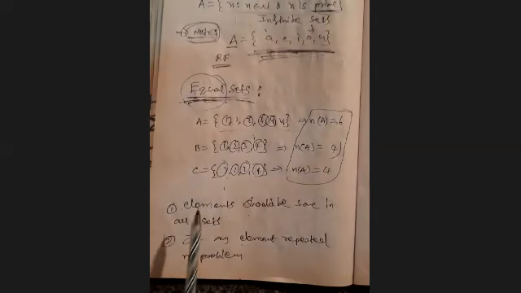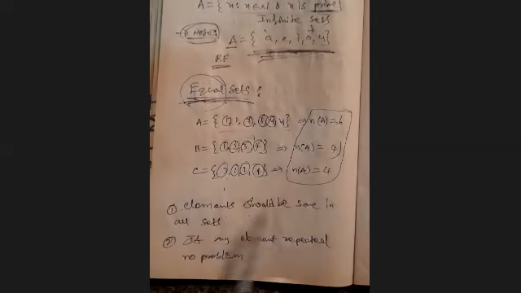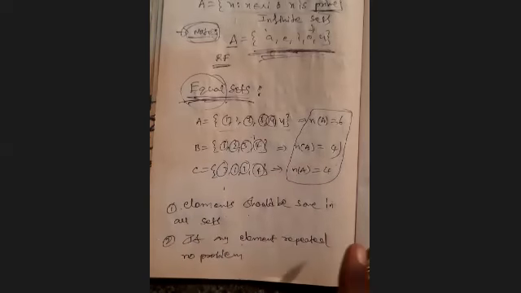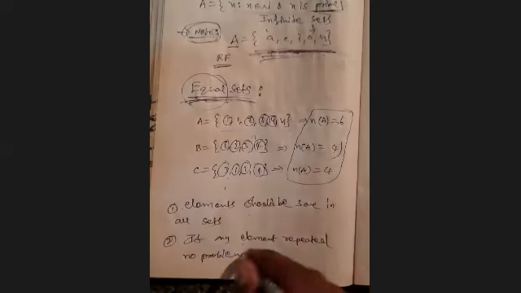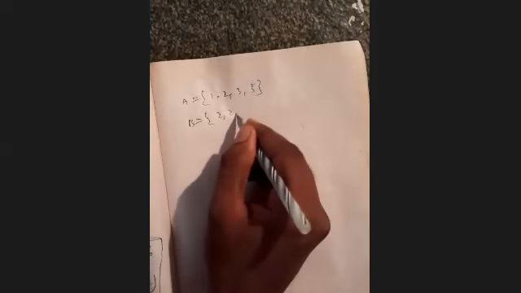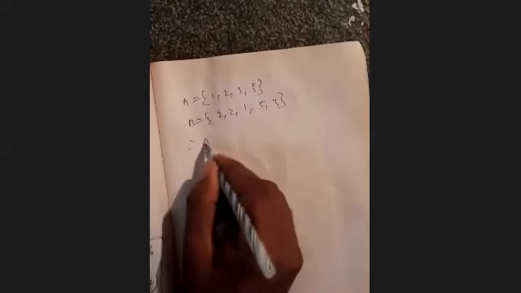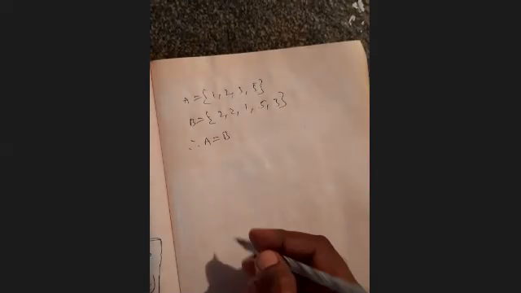The concept is that for equal sets, elements should be the same in every set. However many sets you take, no problem. And if any element is repeated, also no problem, like 1 1 4 4. Then I'm writing A is equal to {1, 2, 3, 5}, B is equal to {2, 2, 1, 5, 3}. Therefore we can write A equal to B.